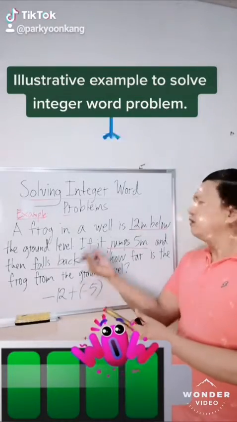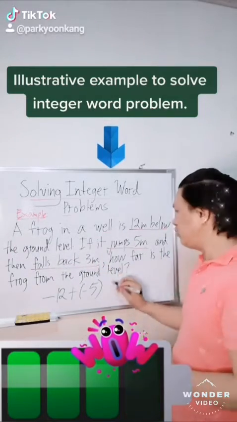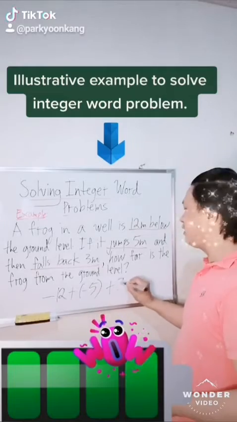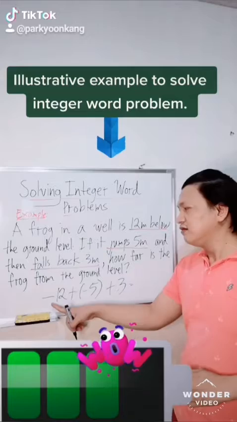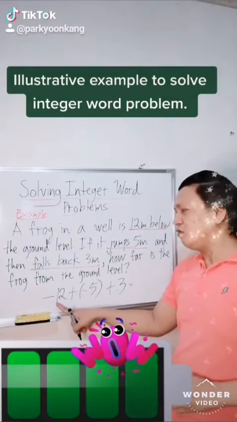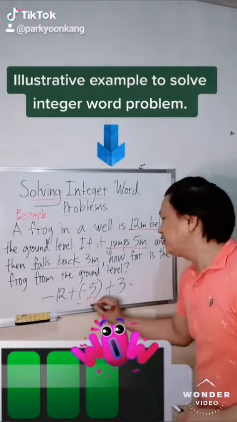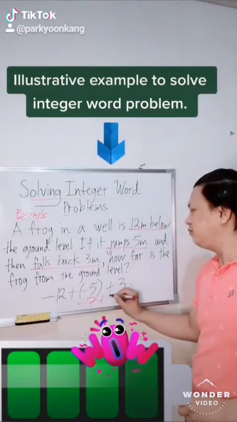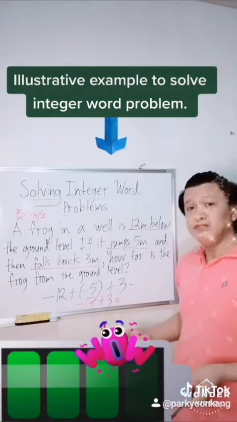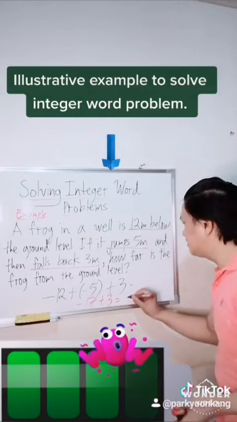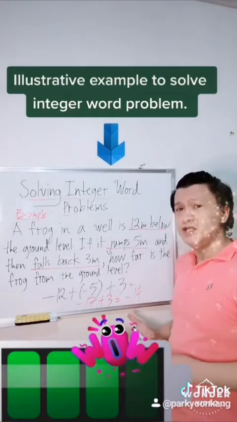After it jumps 5 meters, it falls back 3 meters into the well. That's why we are going to add 3. This is positive. And if we are going to simplify, we simply use the common sign. This is both negative, and therefore this will be negative 17. And now bring down plus 3. The sum of this is simply addition of different signs, or this is negative 14. Okay, take note. Is this the final answer?